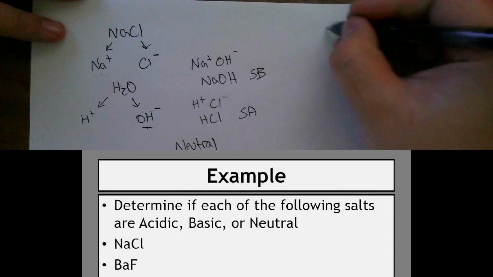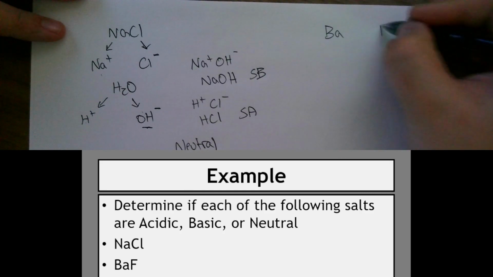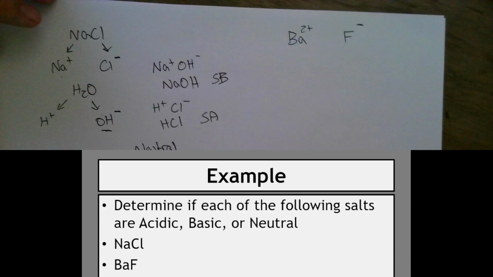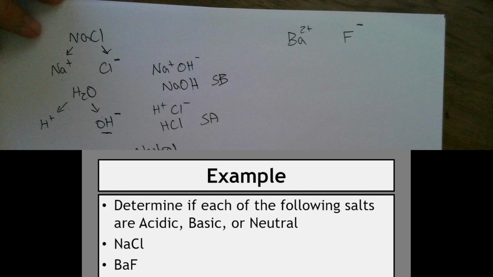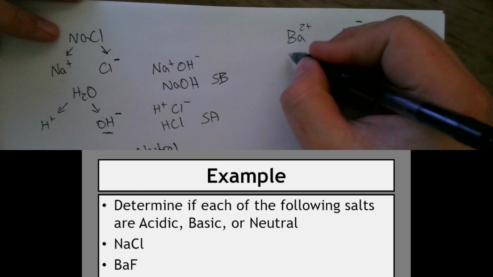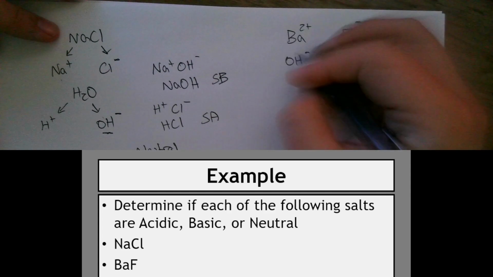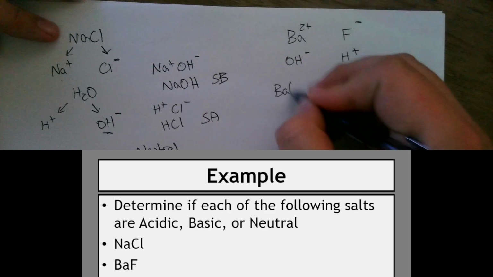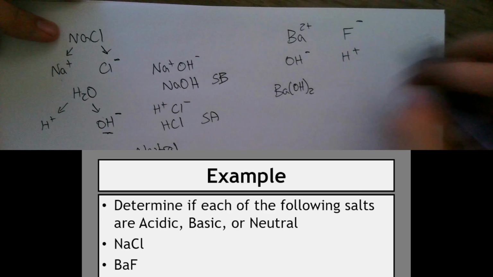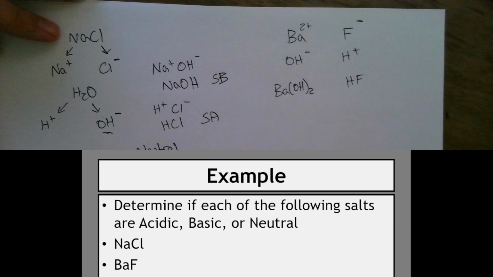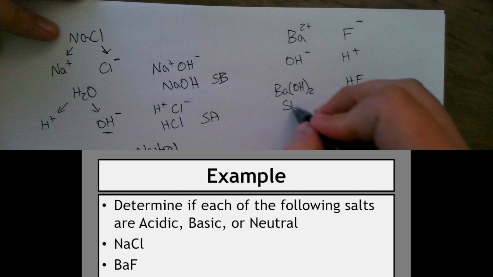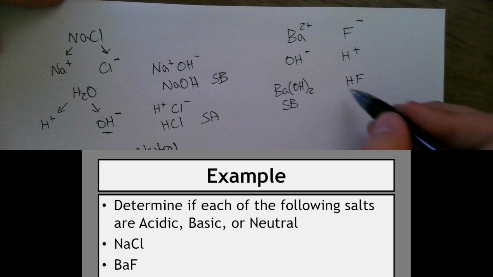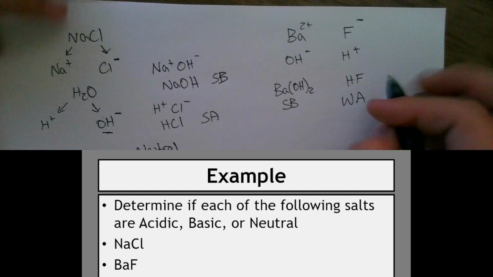For the next one, let's look at BaF2. It is made of the components barium 2+ and fluorine 1-. This is going to join with OH-. This will join with H+. This will make barium hydroxide. This makes hydrofluoric acid. This is a strong base. It's on the list. Highly recommend memorizing those strong bases I gave you. This is a weak acid.